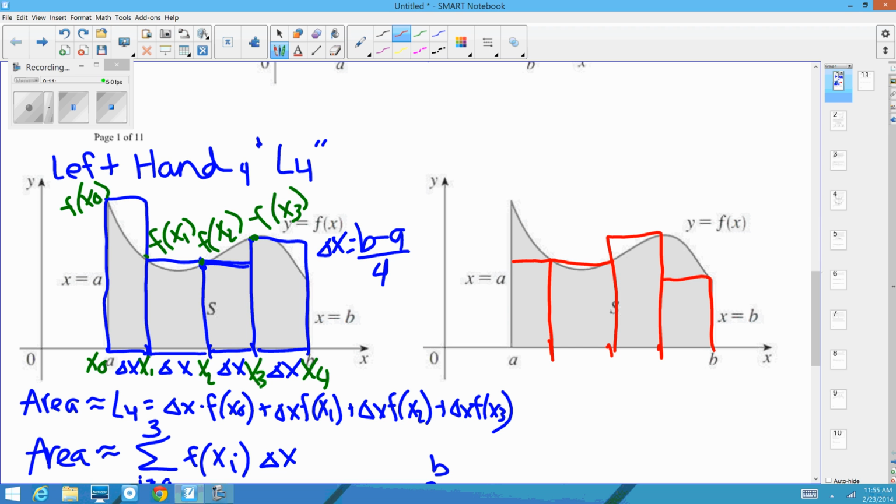All right, so that would look different. The area would be a little bit different, and this would be a right hand approximation.